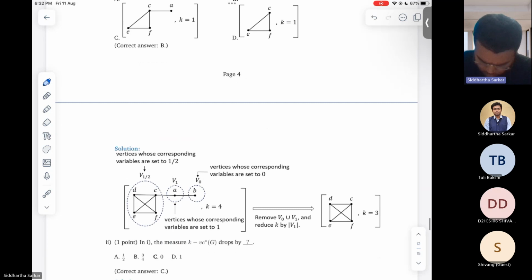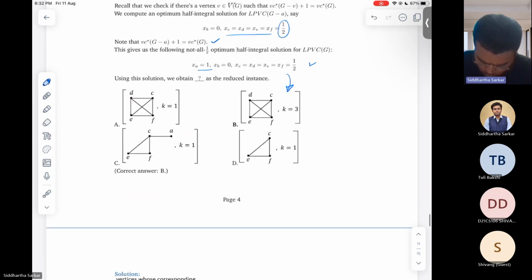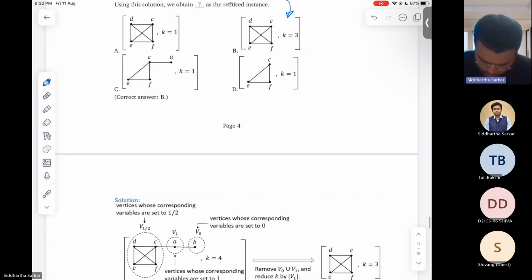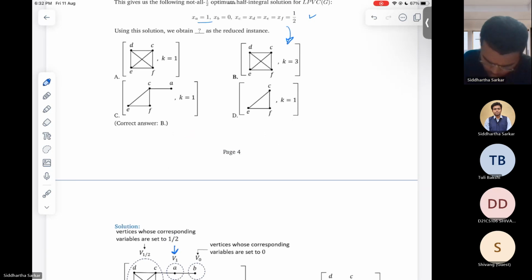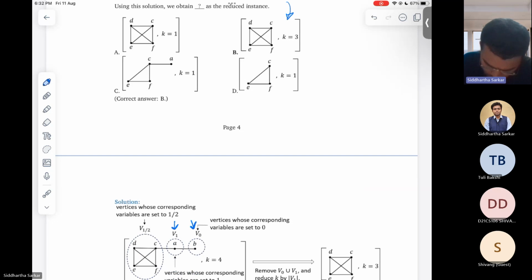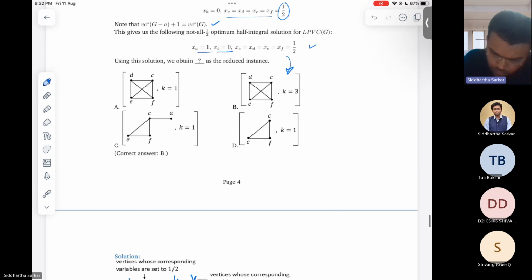We start with this graph. XA is getting value 1, so A is in V1. XB is getting value 0, so B is in V0. And all the other elements C, D, E, F are getting value half. I'll just copy this for ready reference.